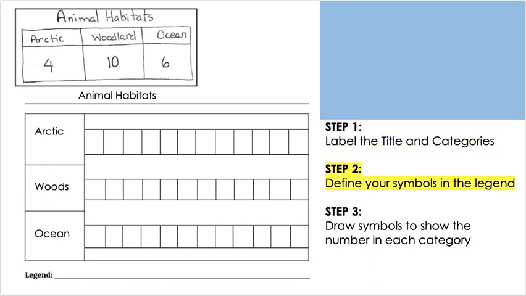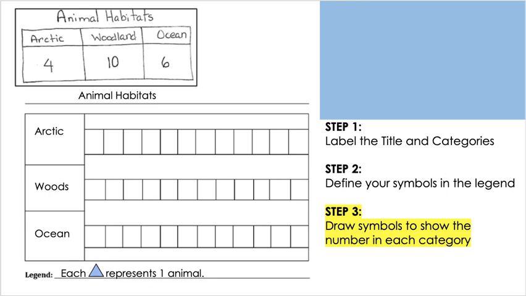Step 2, define your symbols in the legend. So the legend is down here, and remember that's the place where I say what each symbol stands for. So here I'm going to use triangles just for fun and say each triangle represents one animal.